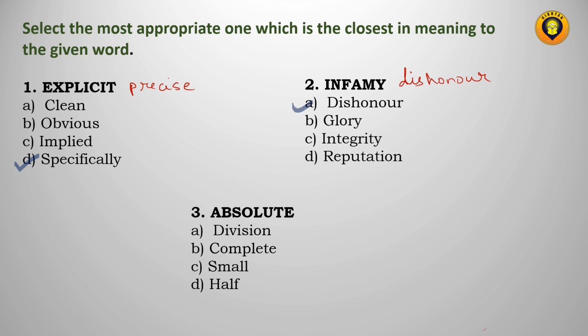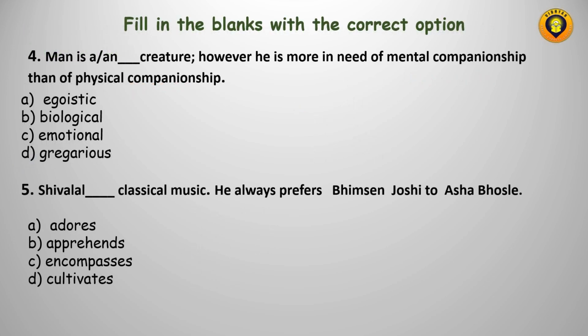Next, absolute. Now it is very easy to guess. No need to think even. Division, complete, small and half are the options. Obviously it's complete. So no need of even suspicion. Fill in the blank with the correct option.